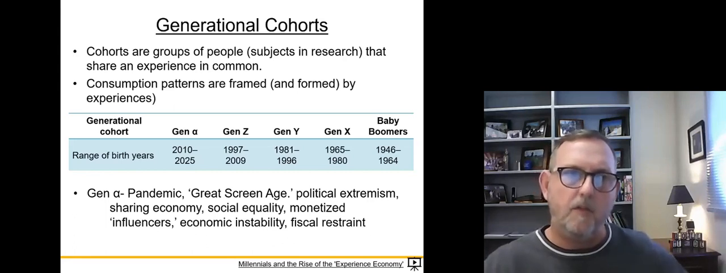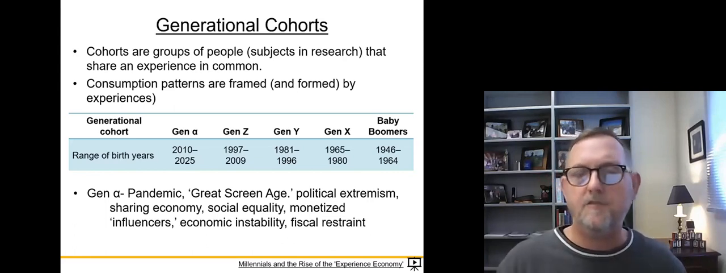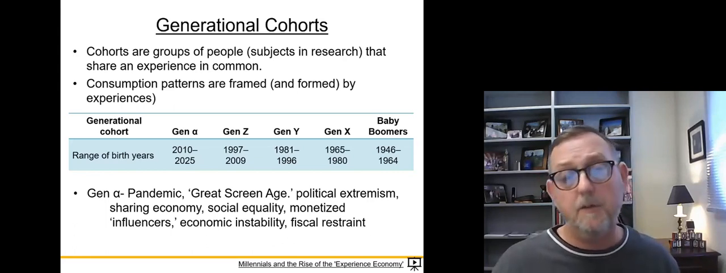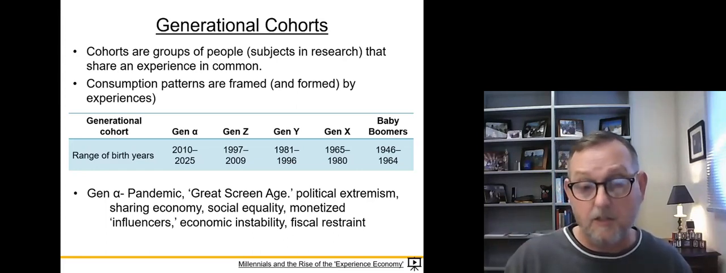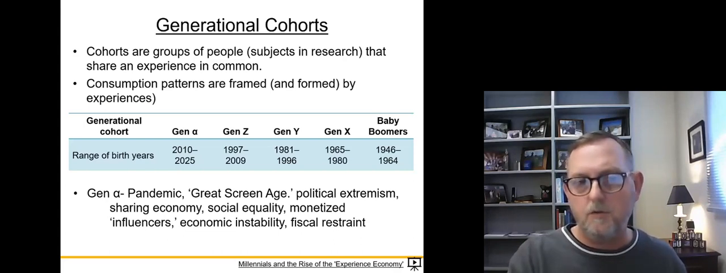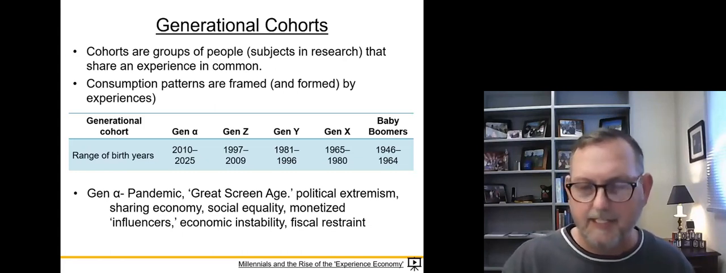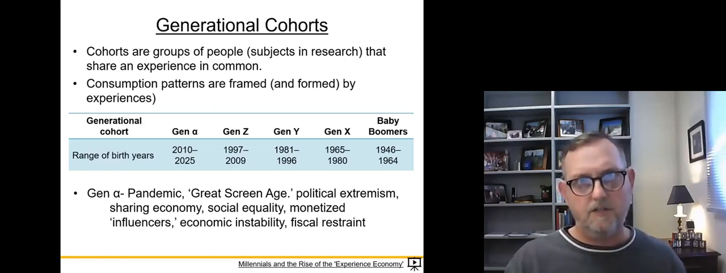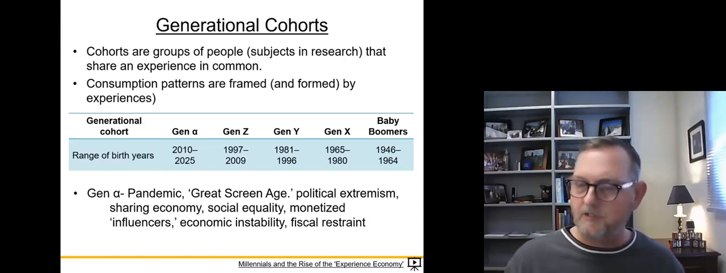The key here, though, is that these folks are going to purchase products in a way that is framed based on their experience. So think about Gen Ys or Gen Alphas here. These are young folks who are just born and are being born now. One of the big elements in their consumption pattern, especially the ones born in 2010 to 2018 or whatever, is that they're going to start to consume products based on the pandemic. And that's a big deal.